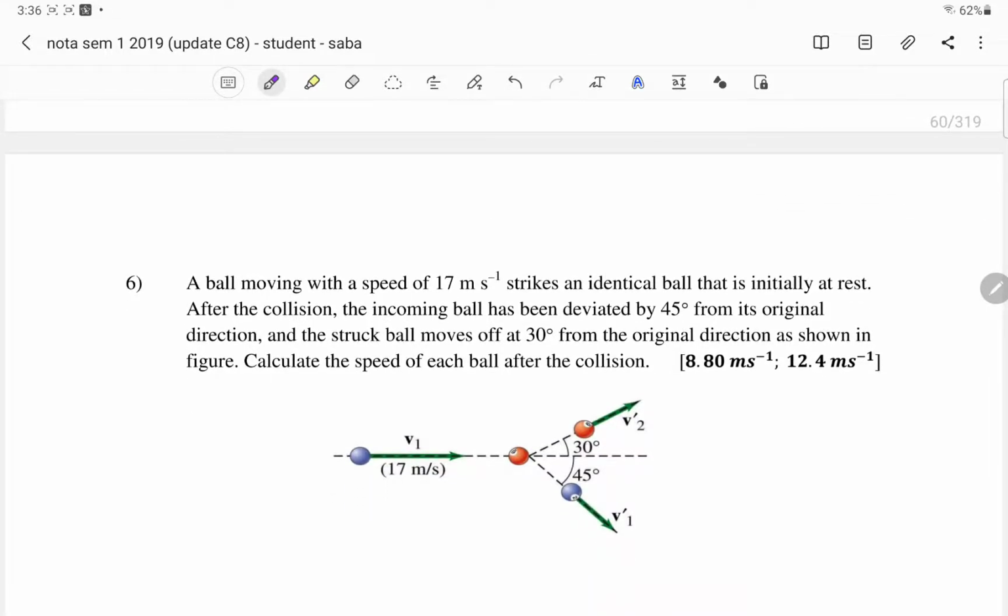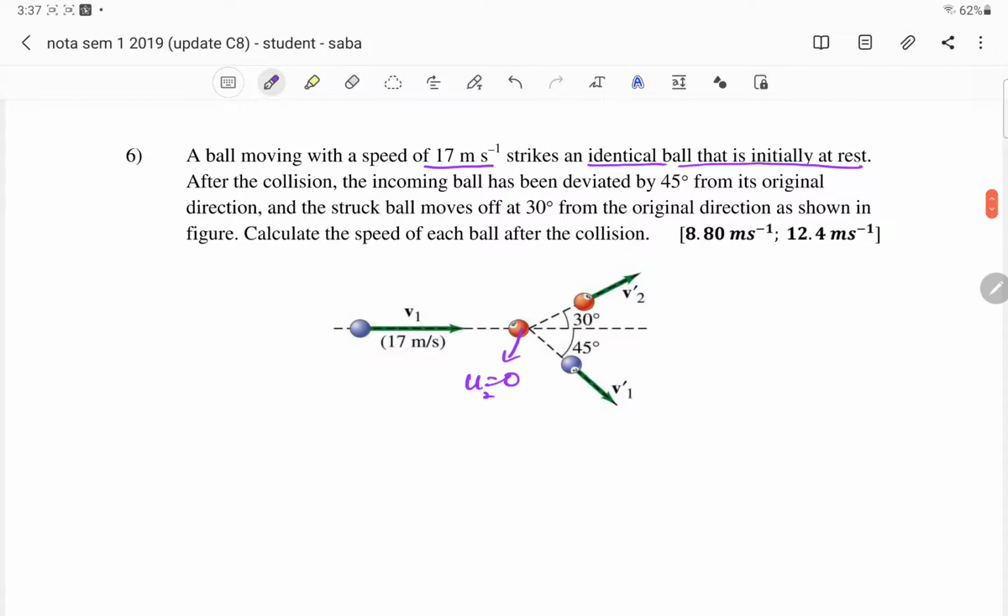A ball is moving with speed of 17 meter per second, strikes an identical ball that is initially at rest. So this ball u equal to 0. So I write this as u. The information given: m1 equal to m2 is m. This is what identical means, it means they are the same. So u1 is 17 meter per second, u2 equal to 0.